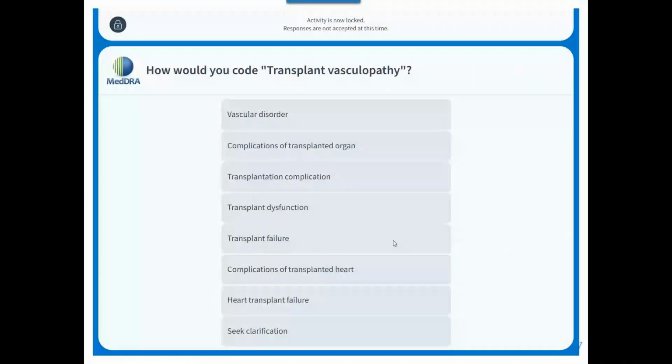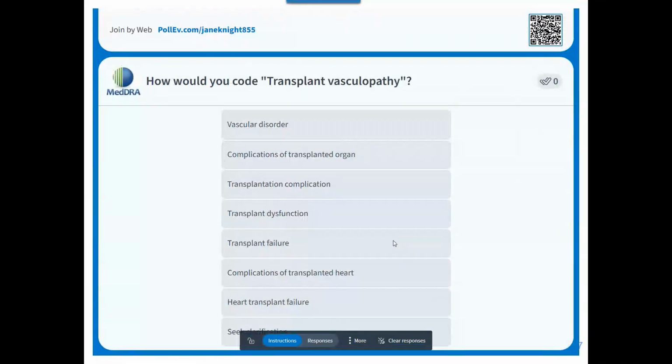Any other thoughts? How would you code it? Would you code it to a vascular disorder, complications of transplanted organ, transplantation complication, transplant dysfunction, transplant failure, complications of transplanted heart? I haven't even given you the term we've just found, heart transplant failure, or seek clarification.